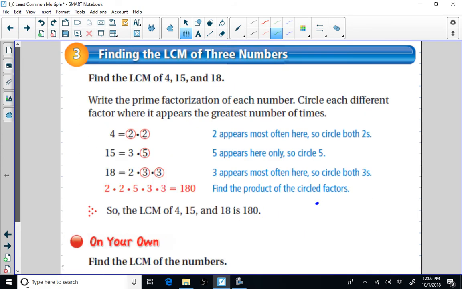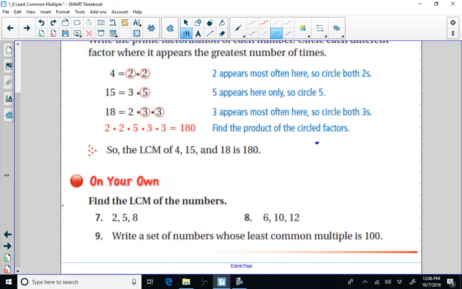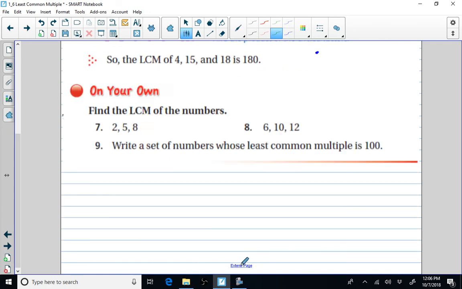And let's see, we're going to go to finding the least common multiple of 3 or more numbers. If I want the least common multiple of 2, 5, and 8, I could list multiples, or I could use my prime factorization, right? Let's list our multiples for 2, 5, and 8 because they're small. For 2, we have 2, 4, 6, 8, 10, 12, 14, 16, 18, 20. And I don't think that's going to be enough.